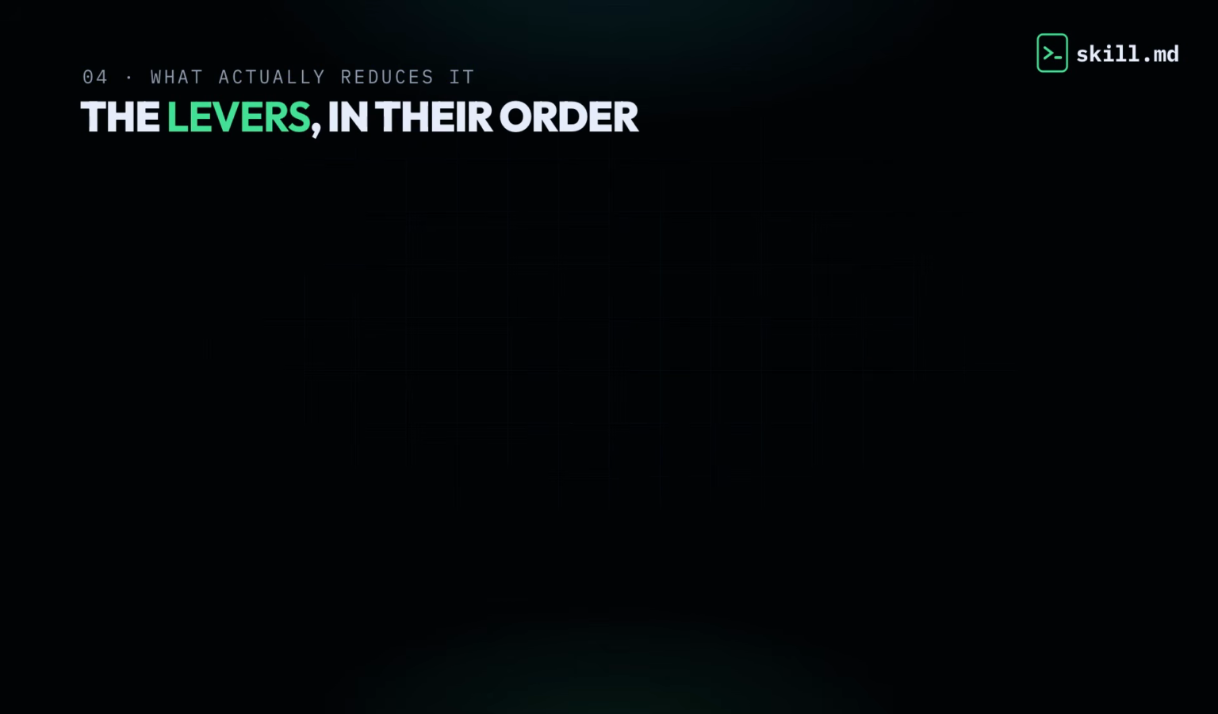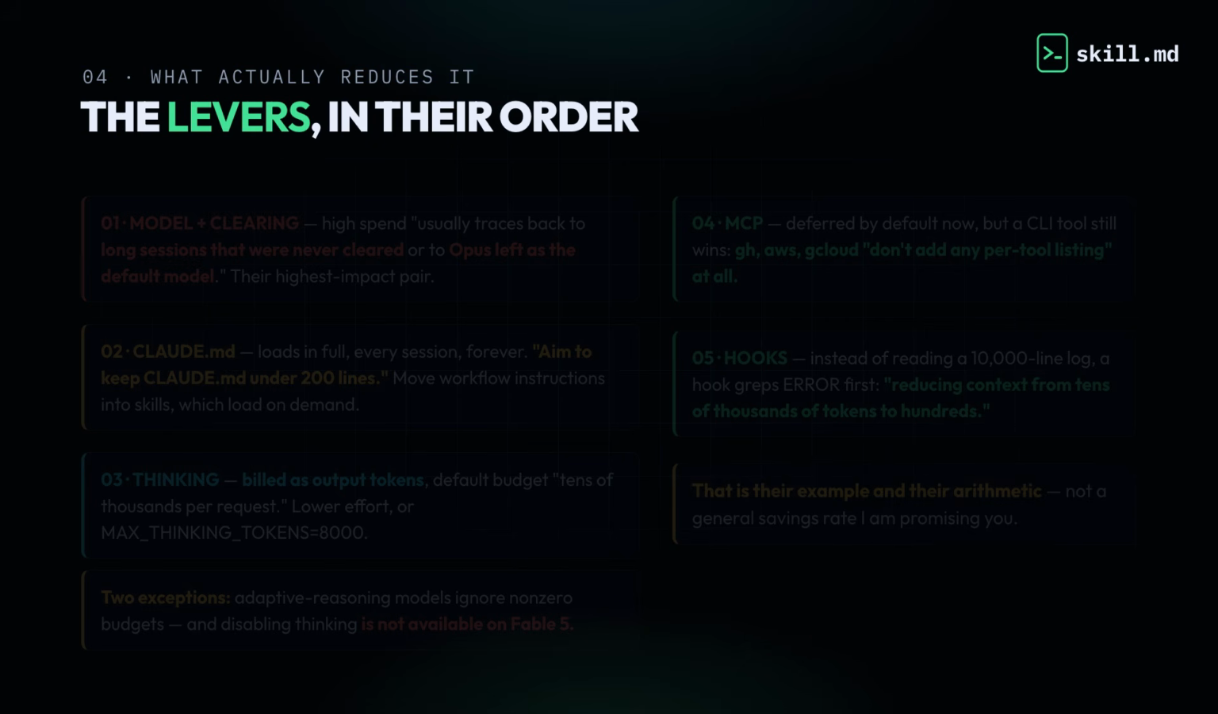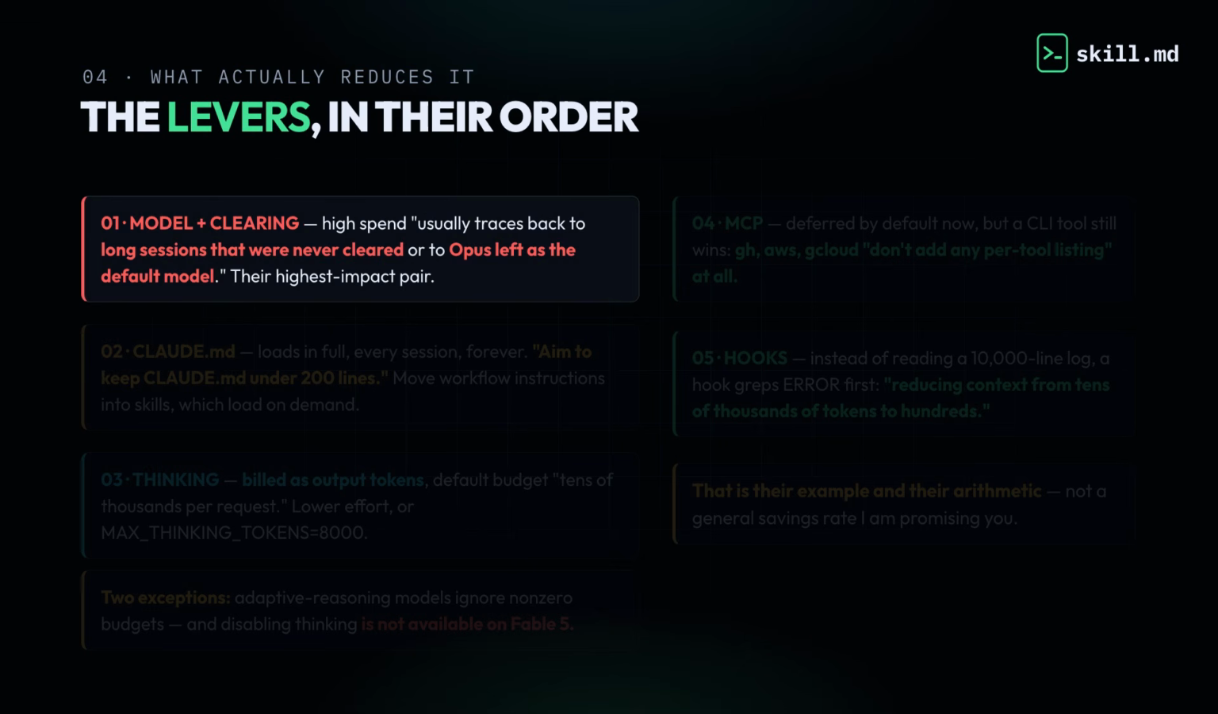So what actually reduces the number? The docs give a list, and the ordering tells you something. Model choice is the first lever they name, and the one they blame most. Unexpectedly high spend, quote, usually traces back to long sessions that were never cleared, or to Opus left as the default model. Those two habits, clear between tasks, match the model to the job, are called out as the highest impact ones. Everything else is refinement.